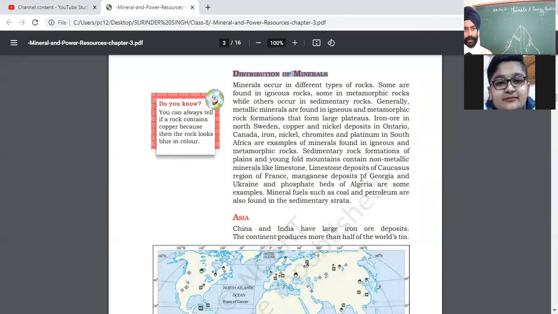Second, if you want to note it down in point form, India is the leading producer of bauxite in the world. India is a leading producer of bauxite in the world, means aluminium. Bauxite is an ore of aluminium. Clear? Rest we will do tomorrow.